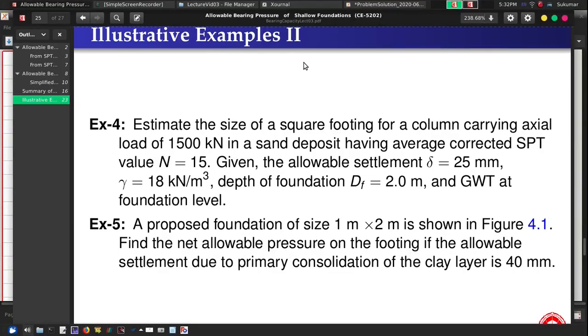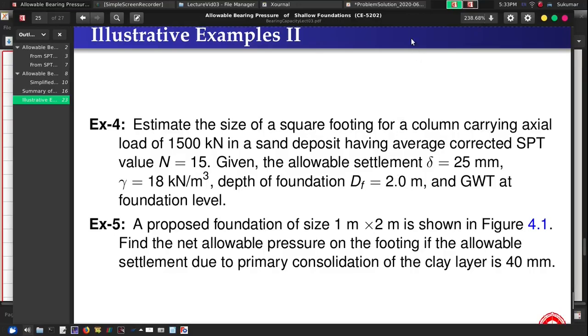Okay, let us go for the next problem. This is example 4. Estimate the size of a square footing for a column carrying axial load of 1500 kilonewton in a sand deposit having average corrected SPT value N equal to 15. Given the allowable settlement is 25 mm, gamma of the soil is 18 kilonewton per meter cube, and depth of foundation is 2 meter, and the groundwater table is at the foundation level. That means D_F and T_W both are equal to 2 meter.